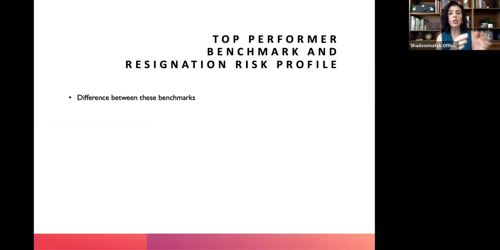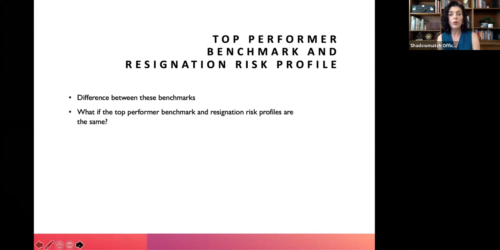They do the Shadowmatch worksheet, and the system automatically creates your benchmark and shows you the shared habits for your top performers. Your resignation risk profile, as I said in my previous slide, is the benchmark and the shared habits of people that have resigned. I'm going to say a bit more about that benchmark in a moment, because it's quite important that we allow the system to create the resignation risk profile correctly.